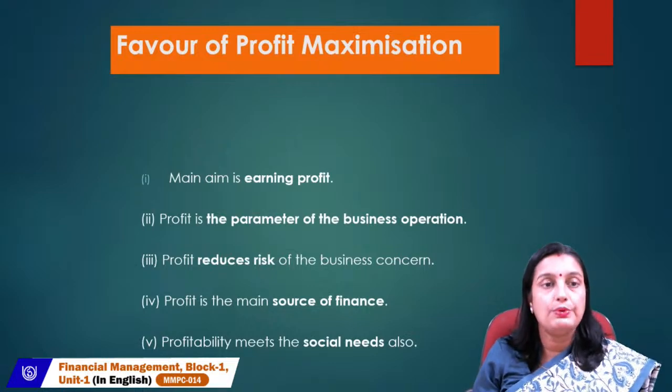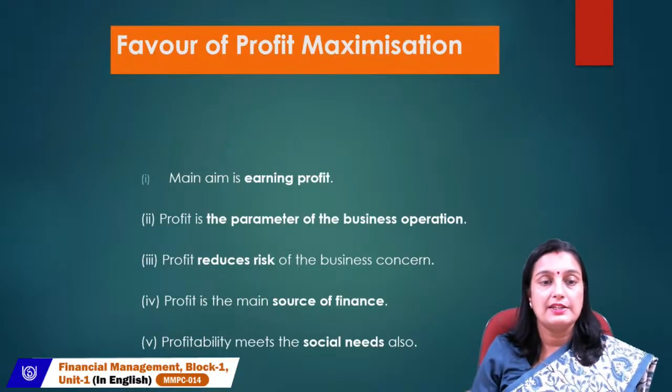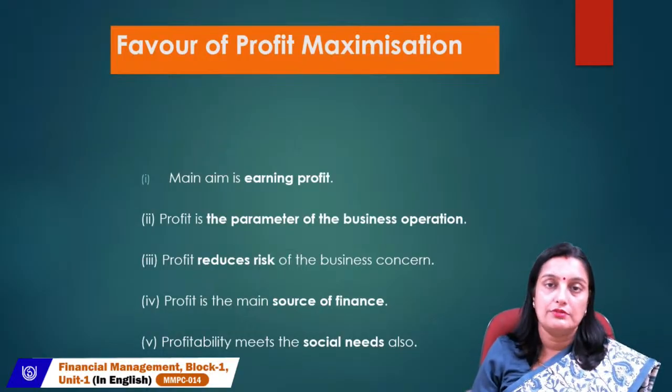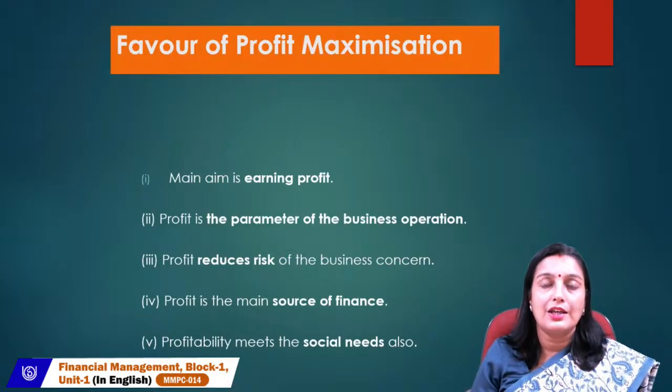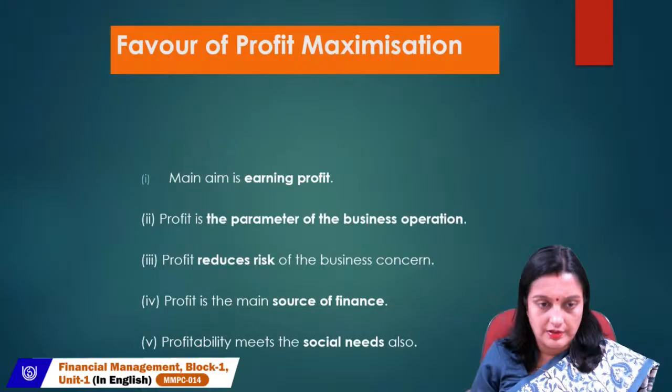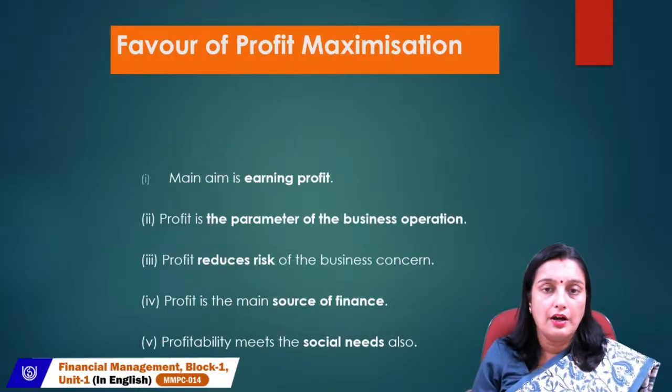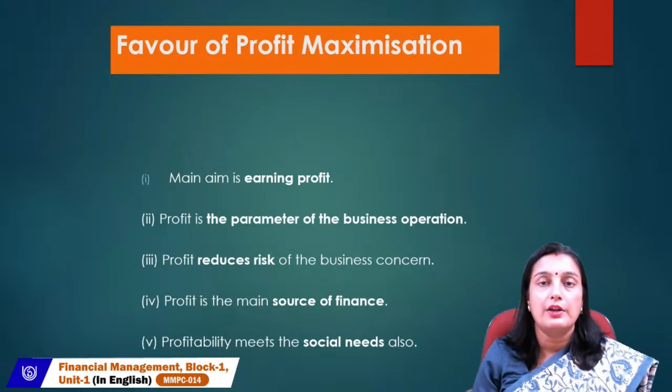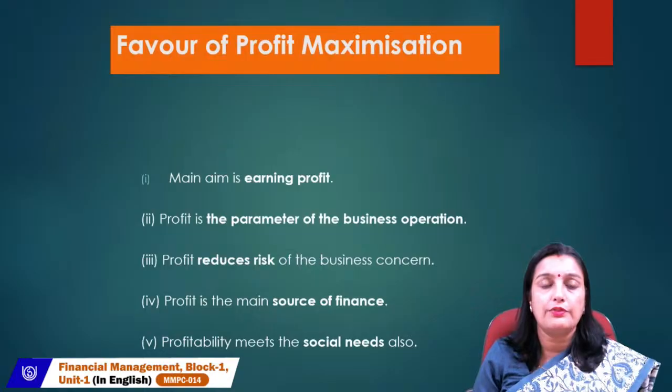So I am going to explain the favorable points of profit maximization. The first favorable point is that the main aim is earning profit; every business is earning profit. Sometimes organizations go to an extreme level and go beyond rules and regulations to make more profit, right? Like hiding income and paying less tax. These are also part of how you can increase your profitability.